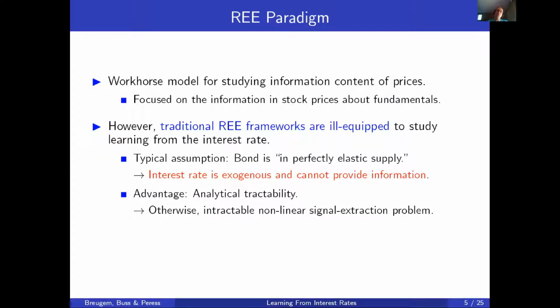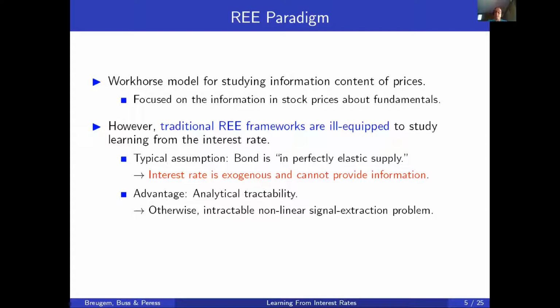Okay. So in order to address that question of how investors learn from interest rates, it seems natural to use the rational expectation equilibrium paradigm, and that's a standard framework. It's the workhorse for these types of questions. However, these frameworks are ill-equipped to study learning from interest rates for the simple reason that the typical assumption in that family of models is that the bond is in perfectly elastic supply. In other words, the interest rate is exogenously fixed. All right, so if the interest rate is exogenous and constant, it cannot convey any information. So we have to move away from that framework. And the reason why that framework has been so popular is essentially tractability.